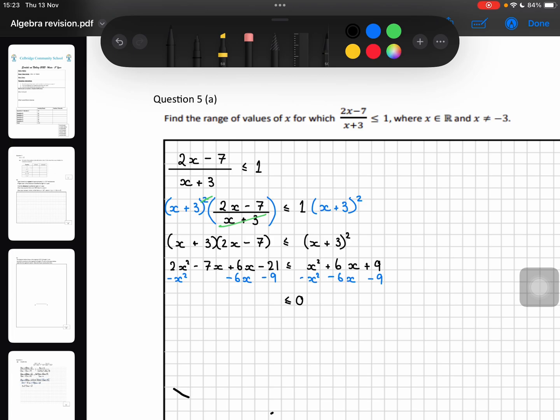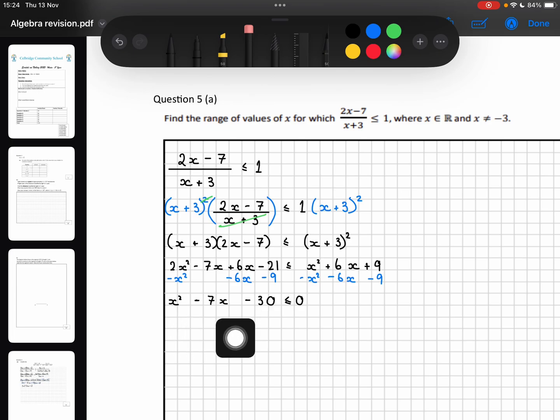On the left hand side, I'm going to have x squared, minus 7x plus 6x minus 6x is going to give me minus 7x. And then minus 21 minus 9 is going to give me minus 30. Okay, so there is my quadratic, and it's an inequality quadratic. So that means that I have to figure out where this quadratic is not just equal to 0, but where it's less than or equal to 0.